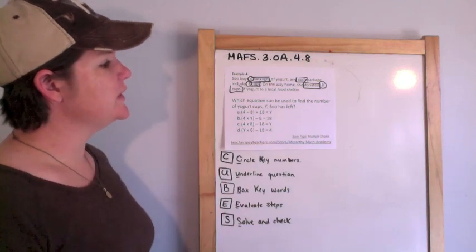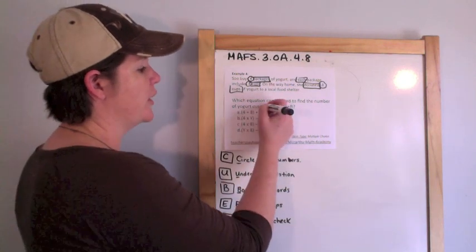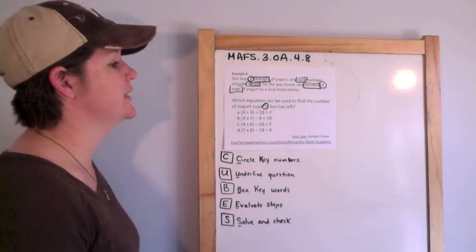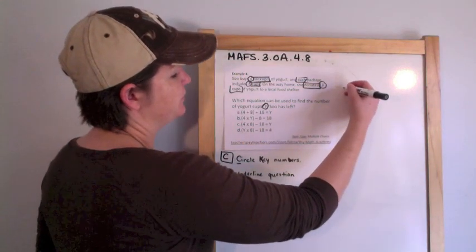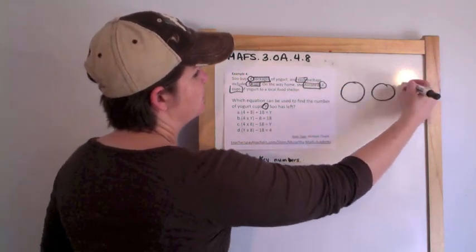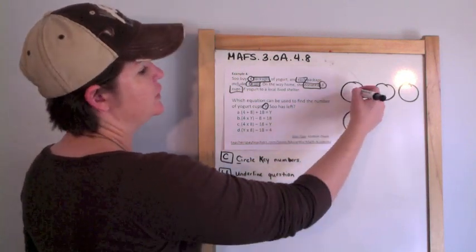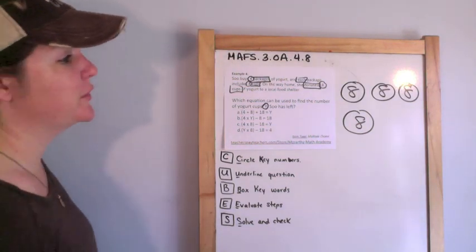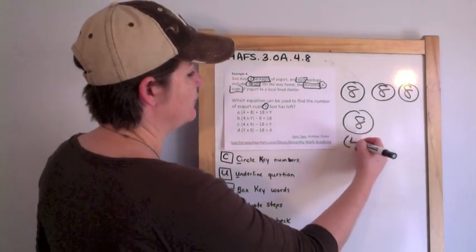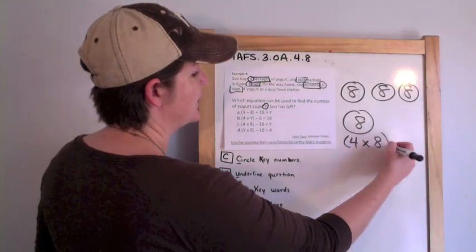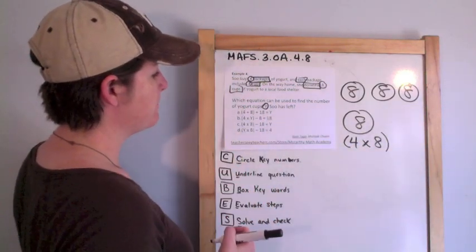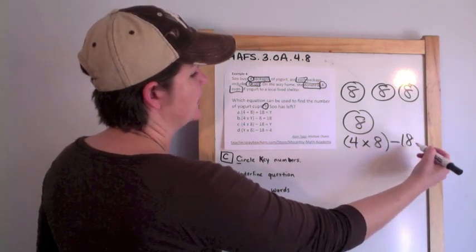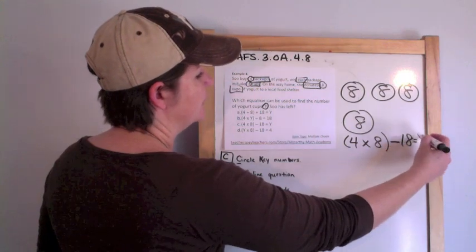Which equation can be used to find the number of yogurt cups? And we're letting the variable y stand for the number of yogurt cups that Sue has left. So Sue has 4 packages of yogurt cups, and in each one we have 8 cups. Looks like repeated addition, also known as multiplication. So here I have 4 groups, 4 packages of 8 cups. And then she donates, so she gives away 18. So what she has left would be like that.